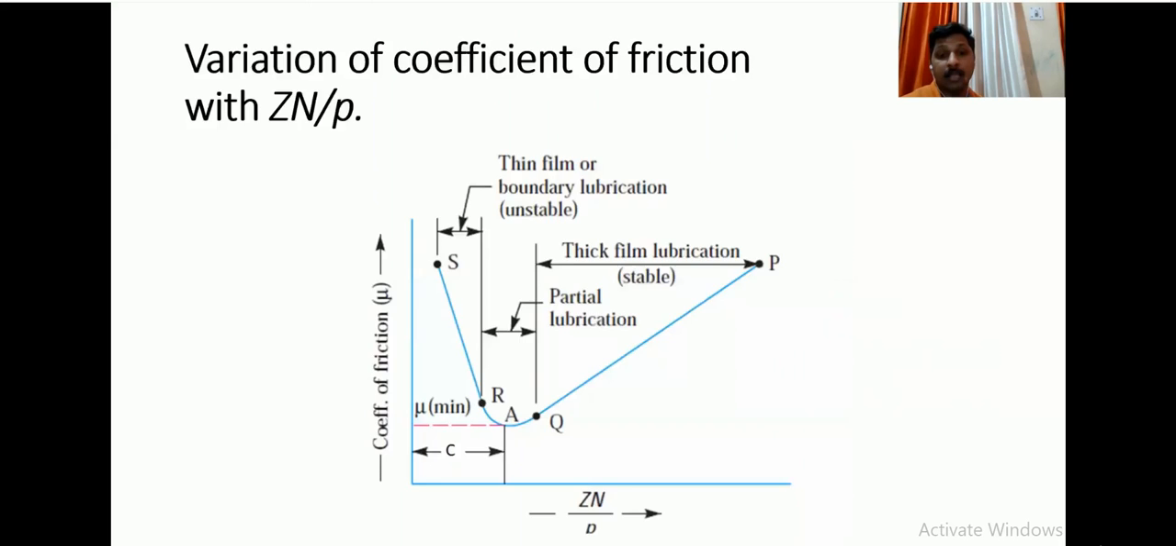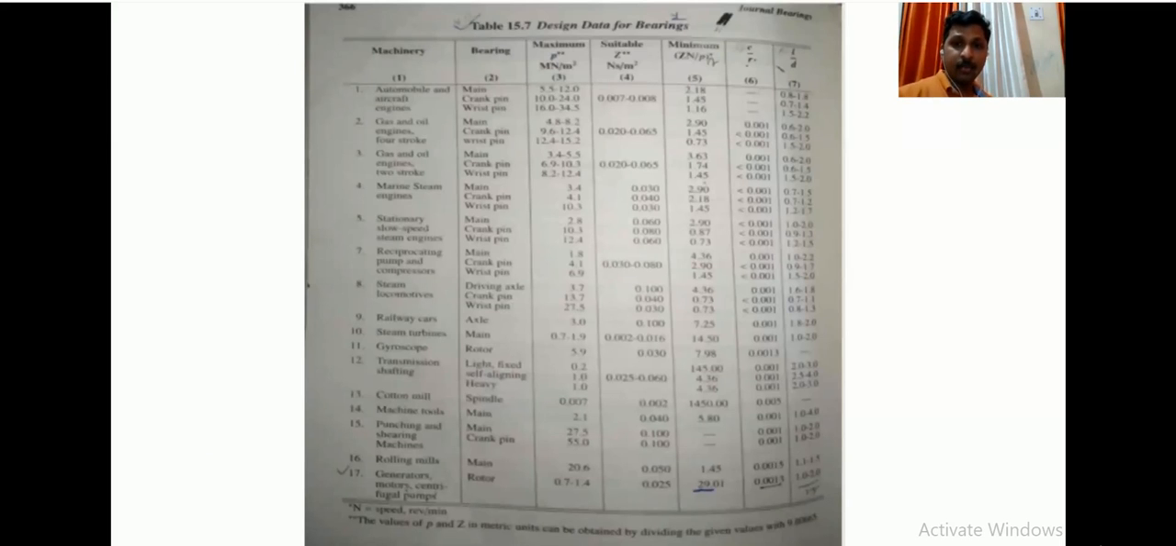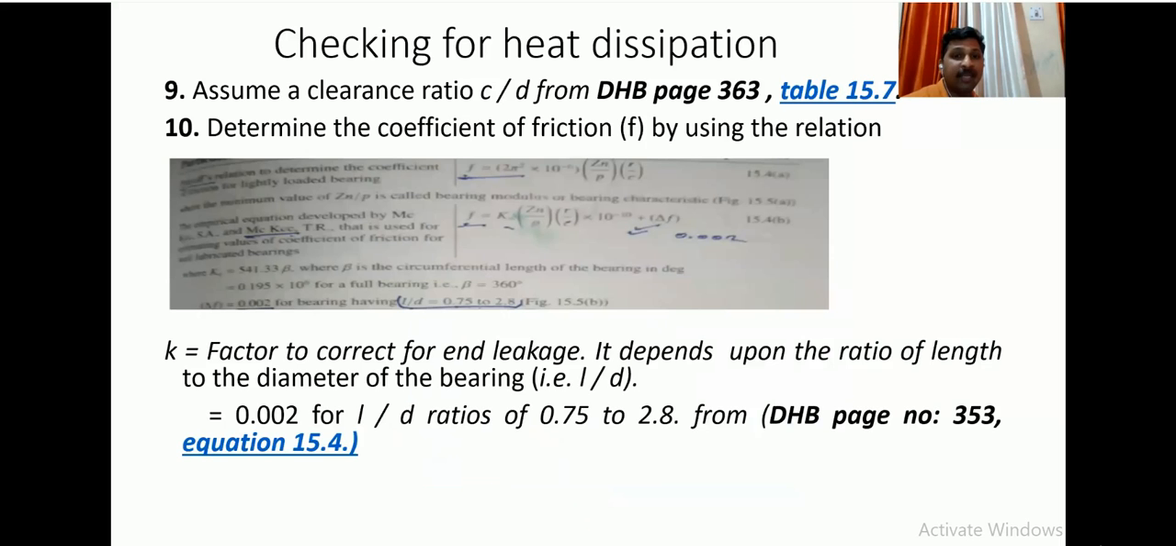If the application is not known, then for the calculation purpose, we always take the C by D or C by R ratio as 0.001. If you see this table, in most of the cases, the value of C by R is less than or equal to 0.001. So for the design calculation, if the application is not known, we take the radial clearance or the diametral clearance equal to 0.001.